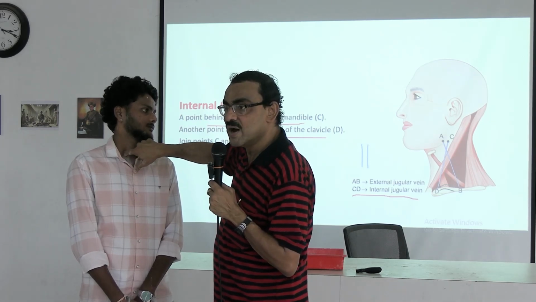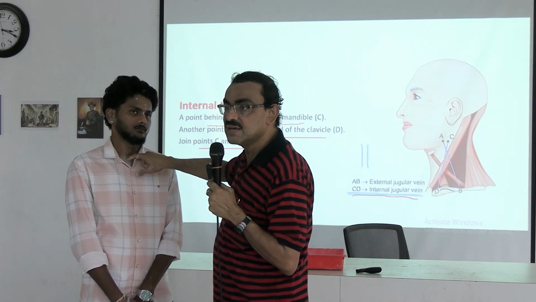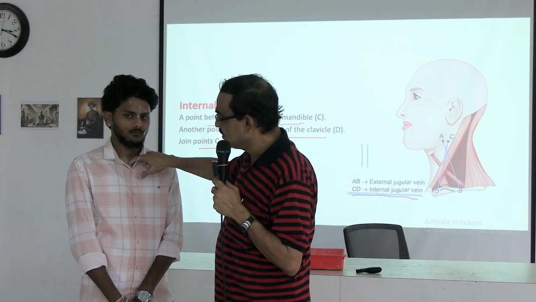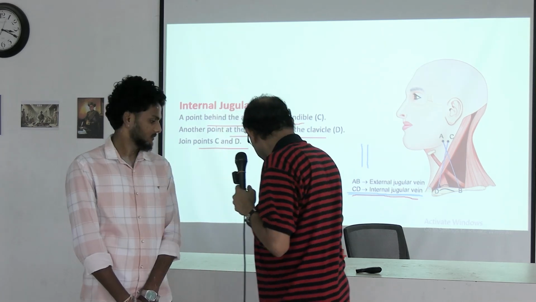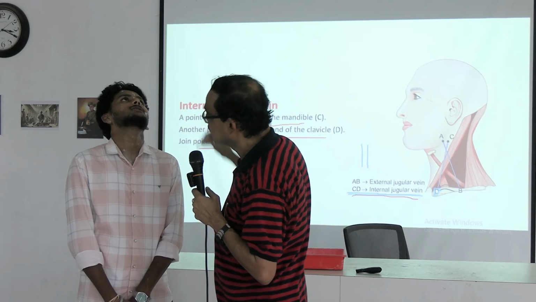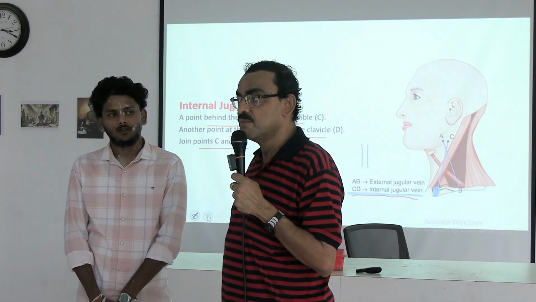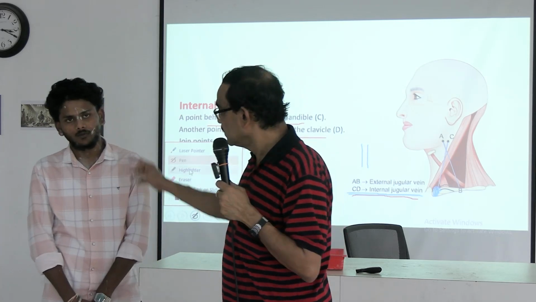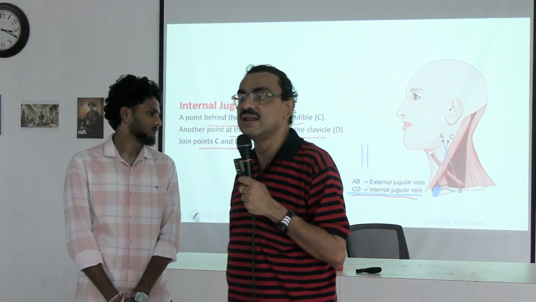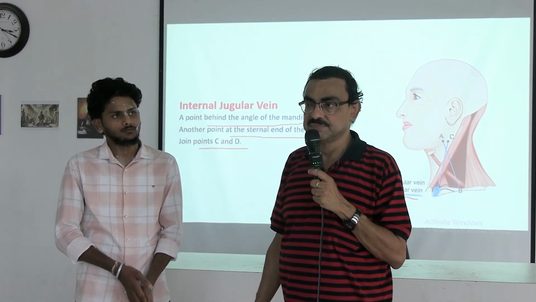Towards the junction between the sternum and the clavicle. So here we can put another point in between two heads of the sternocleidomastoid muscle where it ends, and we have to join these two with parallel lines. That is the internal jugular vein.